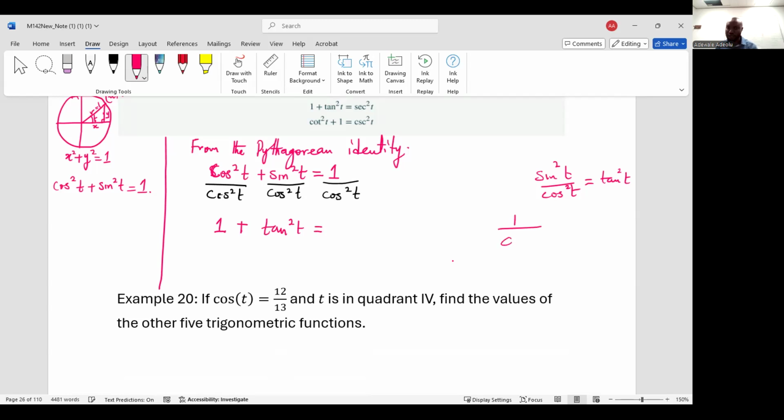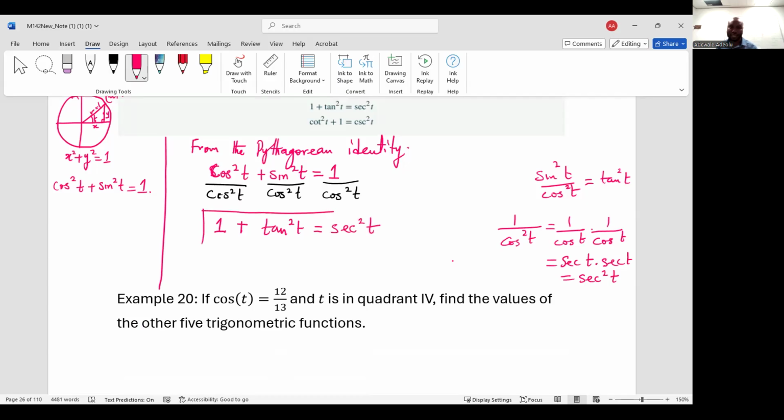Now, 1 over cosine squared of t is the same thing as 1 over cosine of t times 1 over cosine of t. So 1 over cosine of t is secant of t. Reciprocal of cosine is secant. Then this other one is also secant of t. So which makes it become secant squared of t. So here I have secant squared of t.